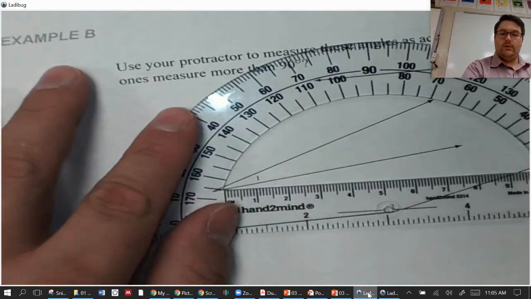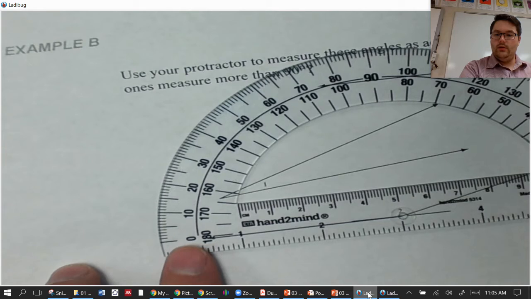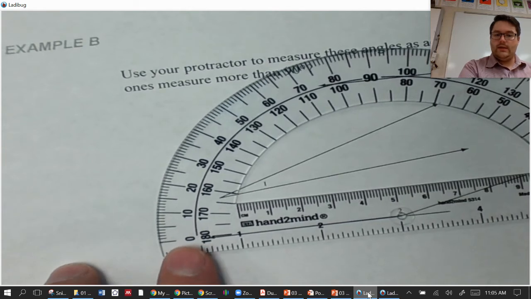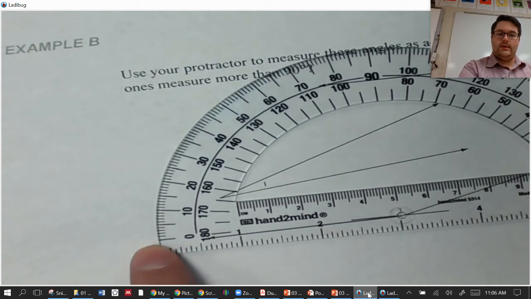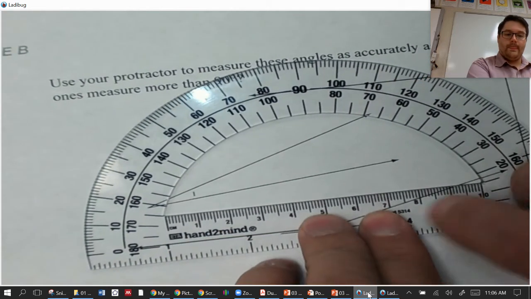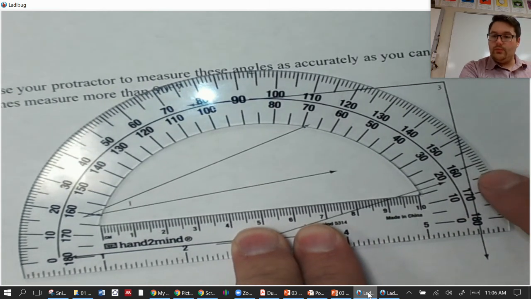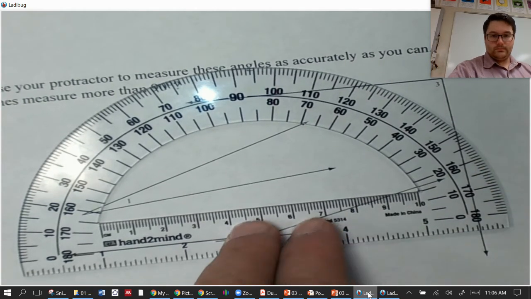Now, if I want to do the same thing for angle 2, this time you'll notice that when I line up my 0, it's actually on the outside scale. The 0 there is the outside scale. So I'm following my outside scale all the way around my protractor, and you can see that right there. It's going to be a little bit past 160, maybe like 162, 163 degrees.